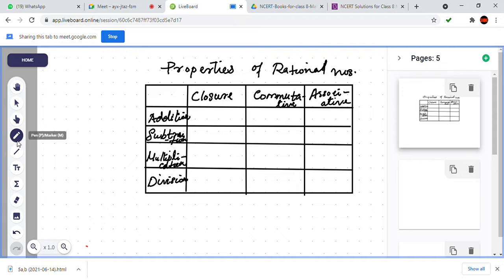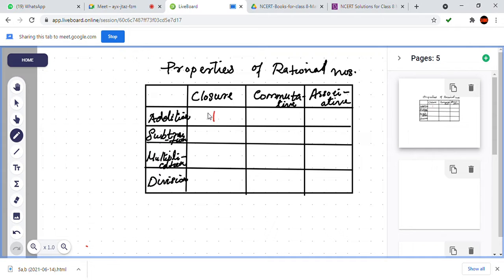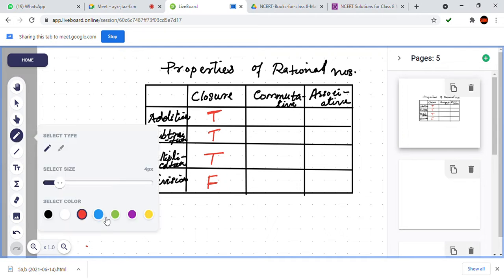Then we can write the closure property. That is true in case of addition. So you give T. The letter T denotes true and F denotes false. Closure property in case of addition is true. In case of subtraction it is also true, and in multiplication also we can say closure property is true. But in case of division, that is false. So closure property is true in three cases, but in one case it is false. Only in division it is false.